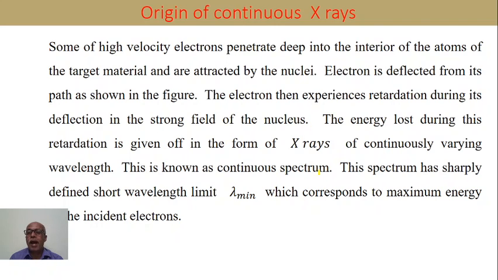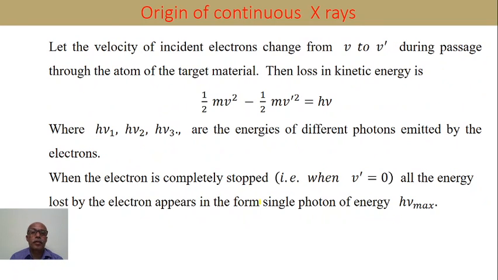This spectrum has a sharply defined short wavelength limit, that is lambda minimum, which corresponds to the maximum energy of the incident electrons. Now, let the velocity of the incident electrons vary from v to v dash. Let v be the initial velocity of the electron, and v dash the velocity of the electron after deflection, and this is before deflection.